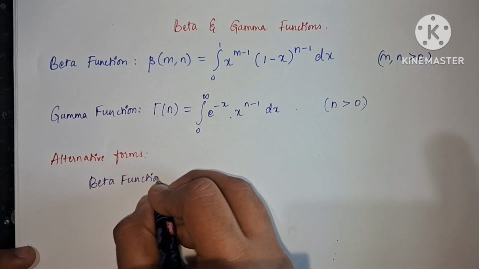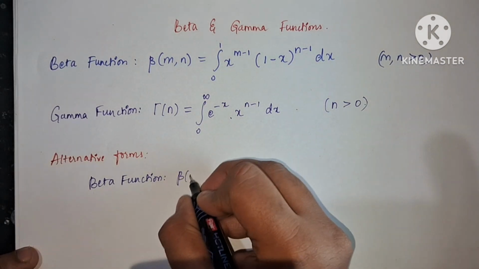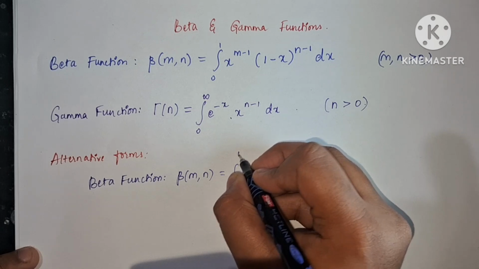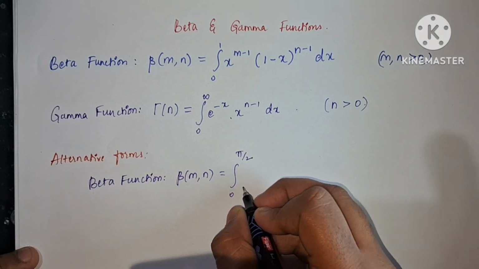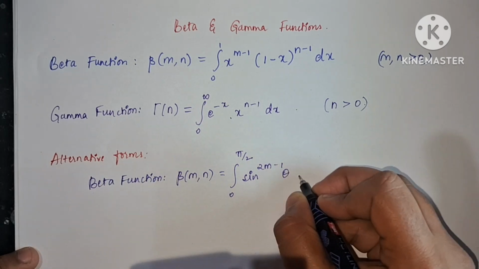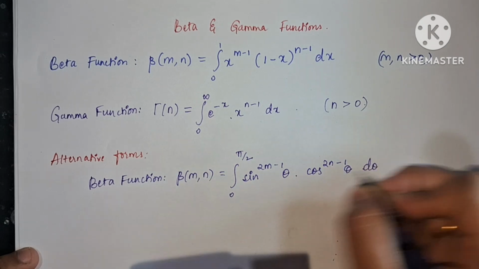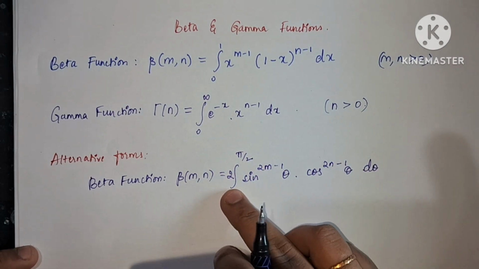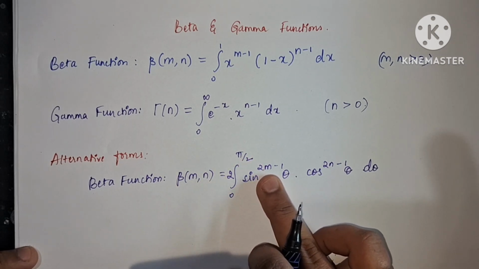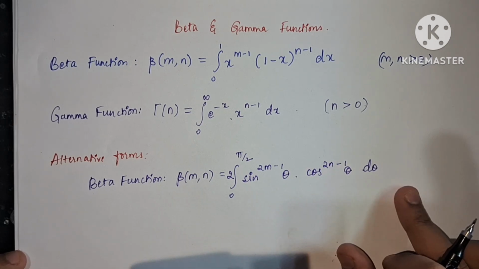And considering the alternate form of beta function. Now how do we represent this beta function in the alternate form? Beta of m comma n is equal to twice the integral from 0 to pi by 2 of sine to the power 2m minus 1 theta into cos to the power 2n minus 1 theta d theta. And this is twice here, remember, don't forget this.